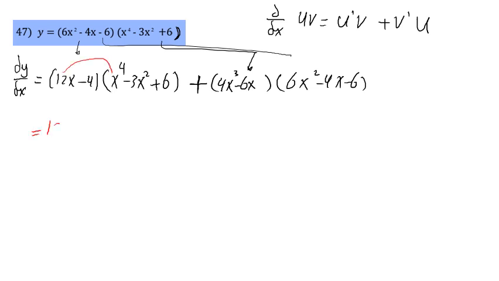12x by x is 12x to the power 5 minus 36x to the power of 3 plus 72x after I multiply 12 by 3 and 12 by 6. Then I go back to negative 4.